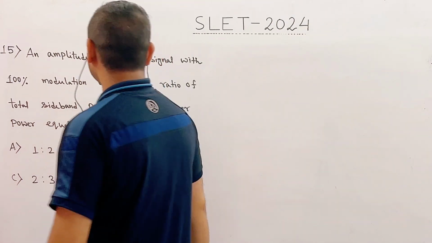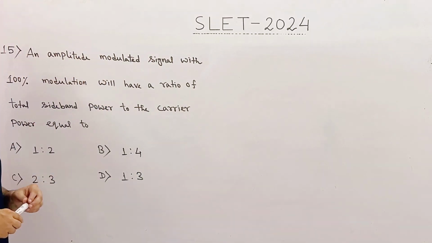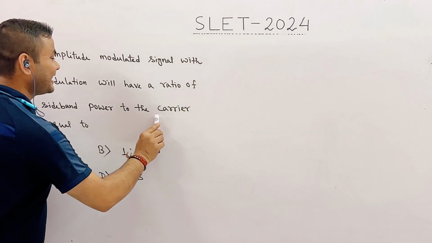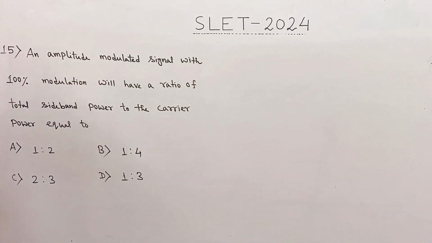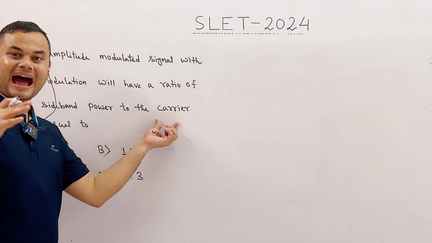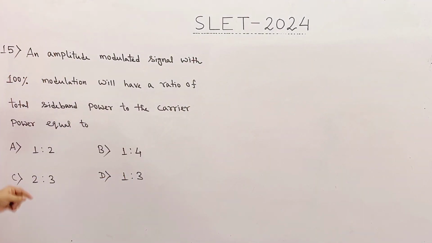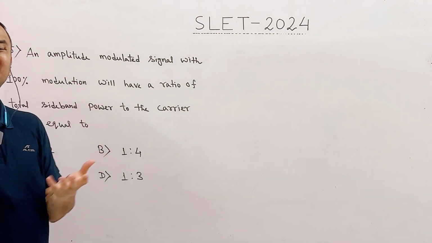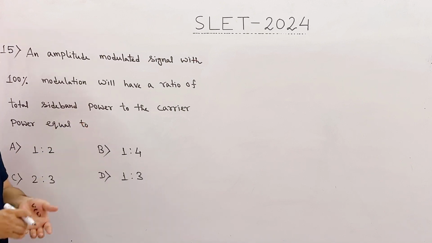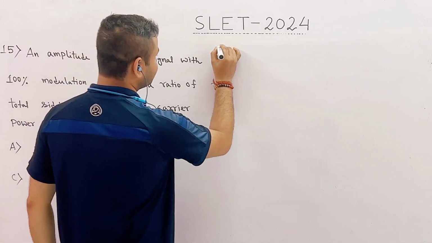Students, to solve this problem, first let me define two important terms. First one is carrier power and second one is sideband power. Students, the power in the unmodulated carrier wave is known as the carrier power, and the power contained in upper and lower sidebands is known as the sideband power. First let me write these definitions.